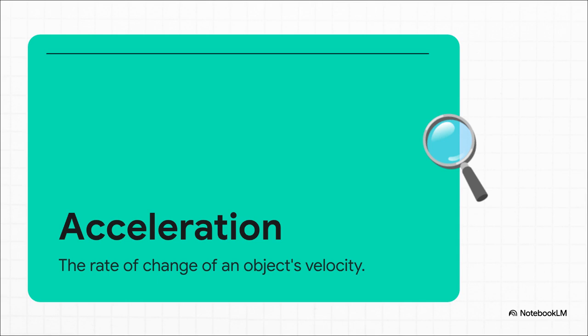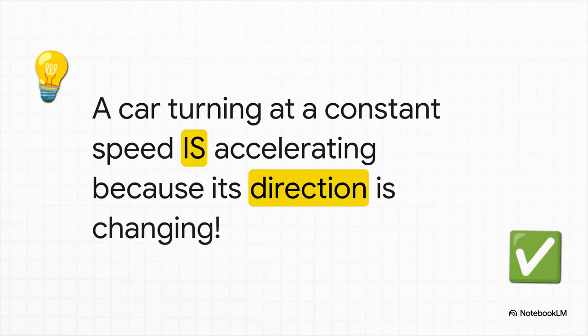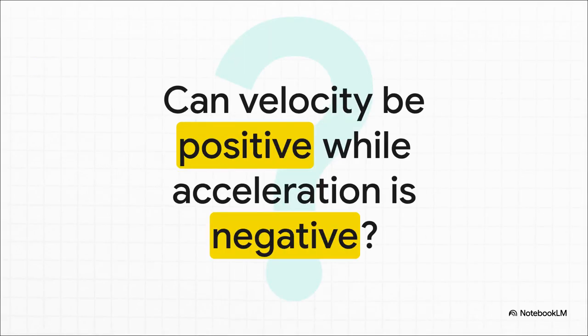And it's all about change. So yeah, speeding up, slowing down, or even just turning a corner, that's all considered acceleration. And that solves our puzzle. The car is accelerating because its direction is changing. Pretty cool, right? Okay, let's get a little tricky.